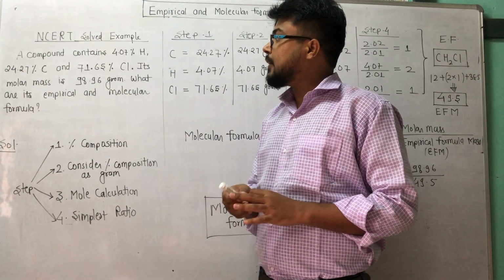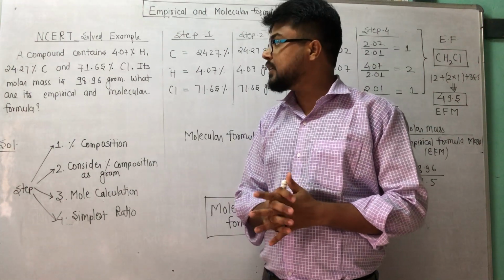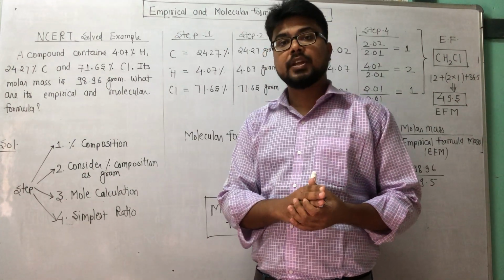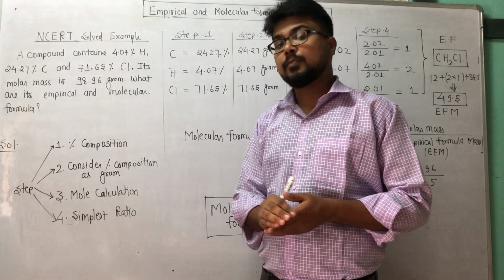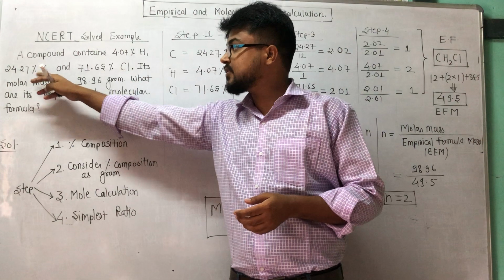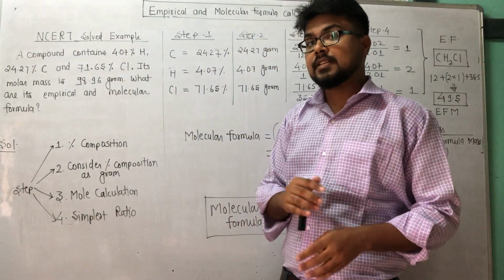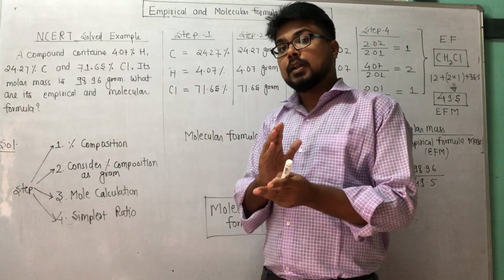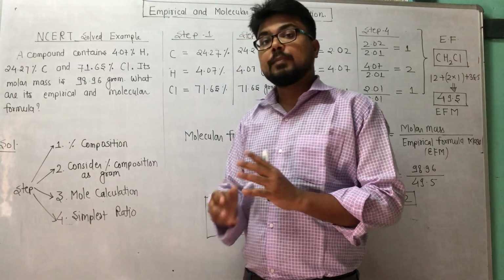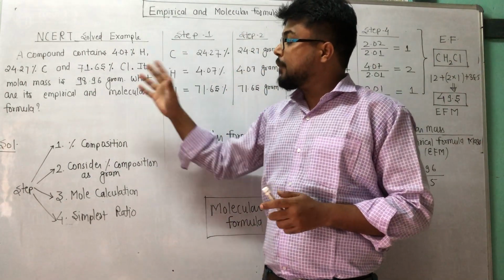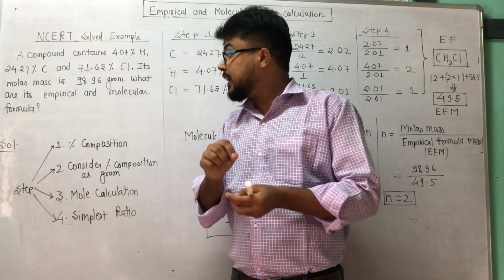In the problem, a compound has three elements: number one hydrogen, number two carbon, and number three chlorine. The mass percentage of hydrogen is 4.07%, for carbon it is 24.27%, and for chlorine it is 71.65%. The more important thing is that in this question the molar mass of the compound is given, and on behalf of the molar mass he can ask for the empirical formula, and further he will go for the molecular formula.